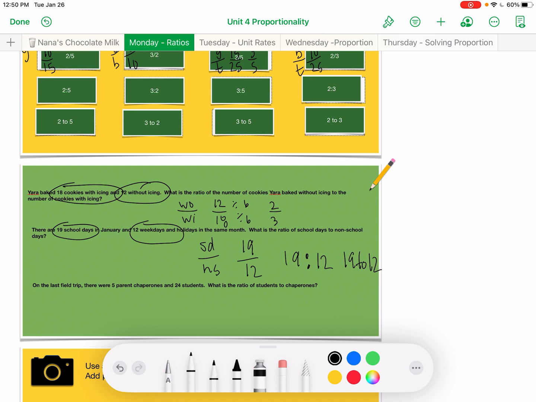On the last field trip, there were 5 parent chaperones and 24 students. What is the ratio of students to chaperones? Students to chaperones. 24 students and 5 chaperones. 24 to 5. And that is a safe ratio. You're not going to have more chaperones than students, typically.